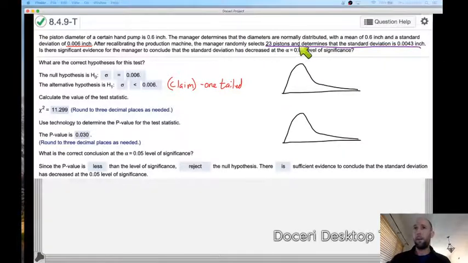Our alpha is 0.05, and so the area to the left of our critical value is going to be 0.05. And so we have some chi-square critical value. I say 1 minus alpha here because the chi-square distribution represents area off to the right. And so if alpha is 0.05, the area to the right of this chi-square value is going to be 1 minus 0.05, or 0.95.